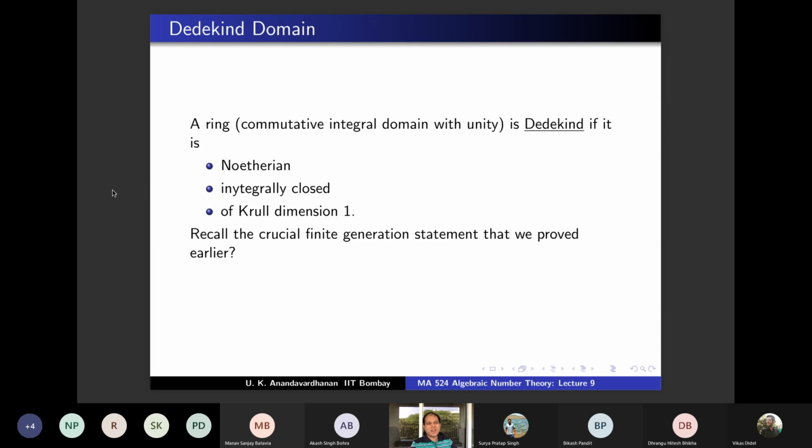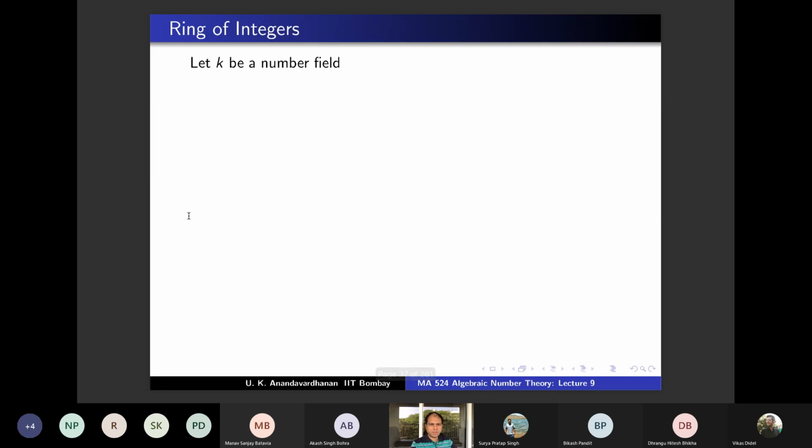So recall the crucial finite generation statement that we proved earlier. We just recalled it under Noetherian and integrally closed: the integral closure in a finite separable extension is finitely generated as an A module. From this, Theorem 1 followed because of the structure theorem for modules over PIDs. Theorem 1 was about a PID. So for a Dedekind domain, these first two properties already played a crucial role there. That's what I wanted you to recall.